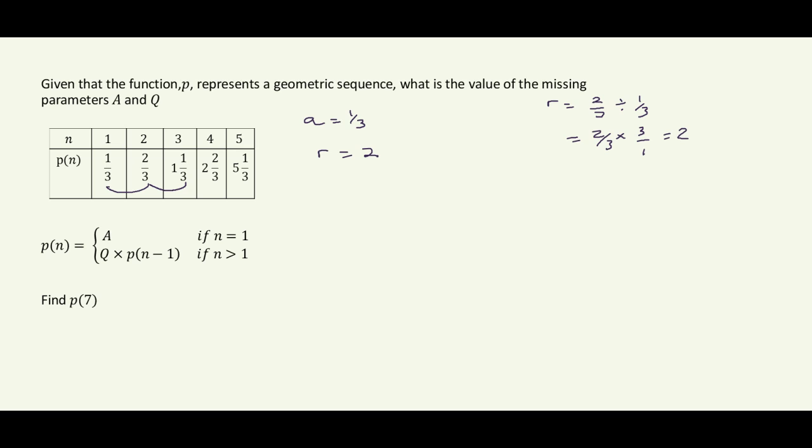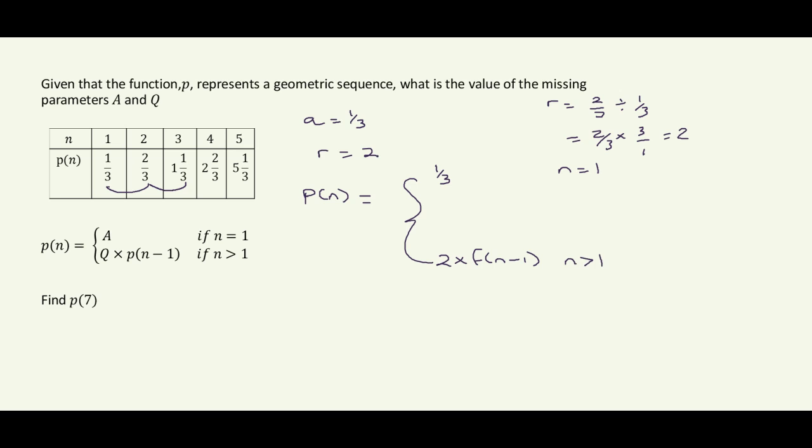So our function is going to end up looking like this. Avoid this error. We're dealing with p here, so it's p of n is equal to, let's create our curly braces. Our first term is 1/3, and every successive term we're multiplying 2 by the previous term. So this is when n equal to 1, this is when n is greater than 1.